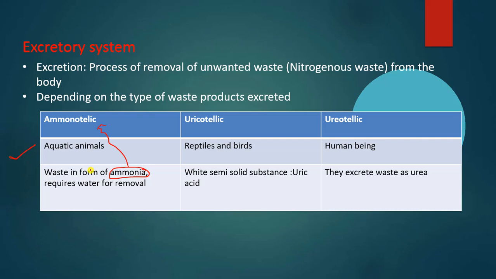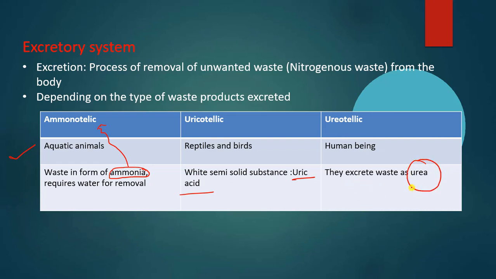Now we go to uricotelic. If you see reptiles and birds, their waste is semi-solid. Okay, now what is a semi-solid waste? The white semi-solid substance present in them is uric acid. Since they have uric acid majority in amount, their waste is said to be uricotelic. And when you go to ureotelic, it is basically humans which excrete the waste in the form of urea, right?